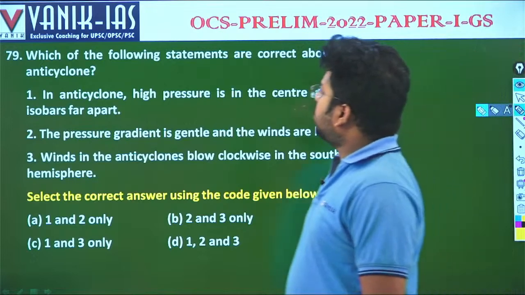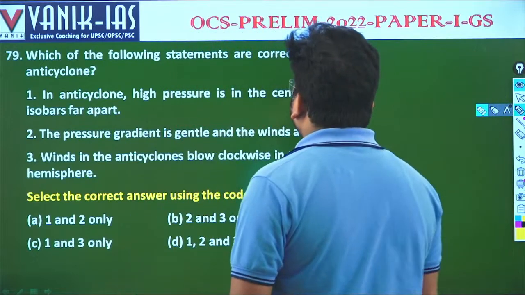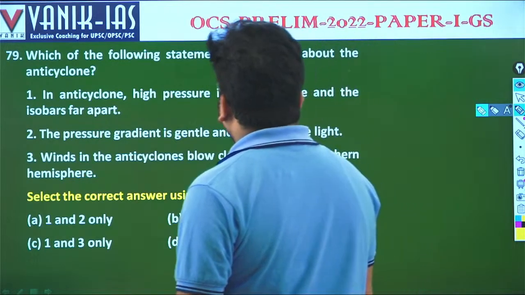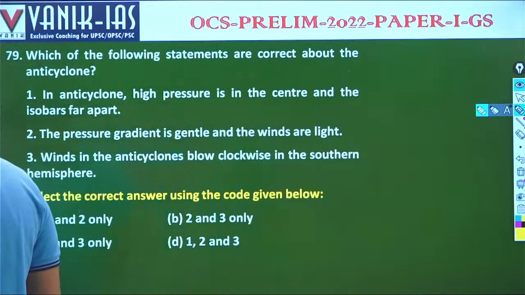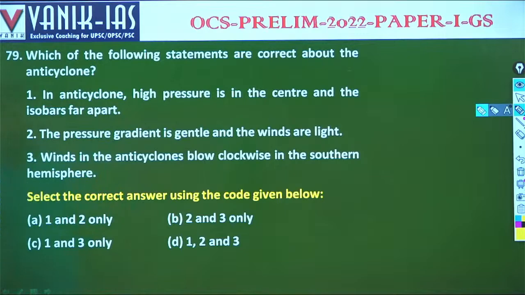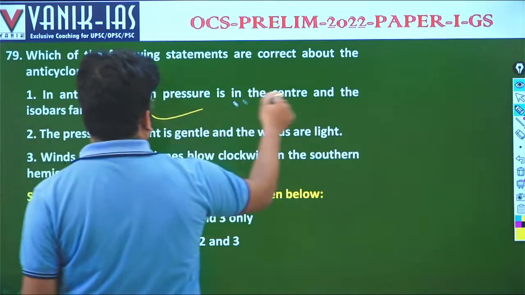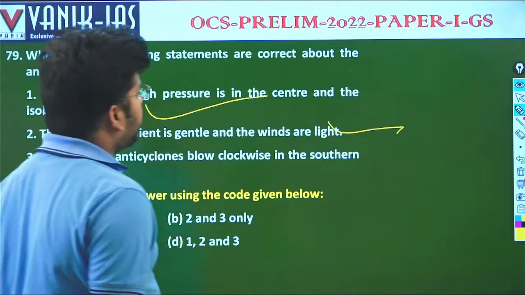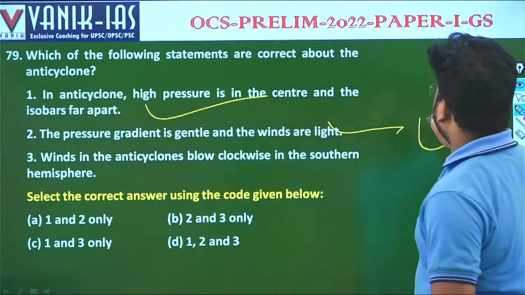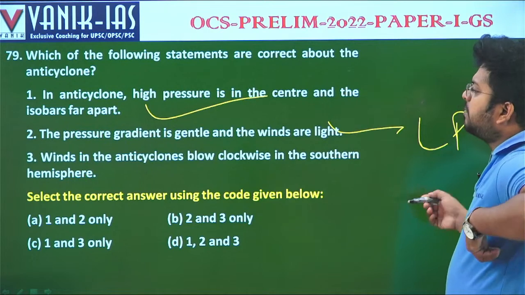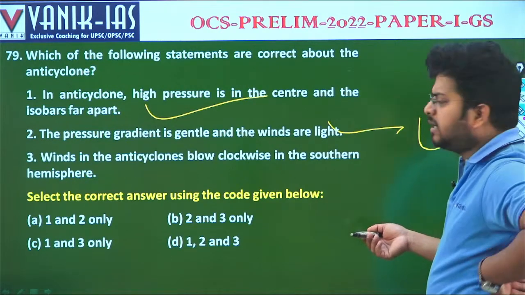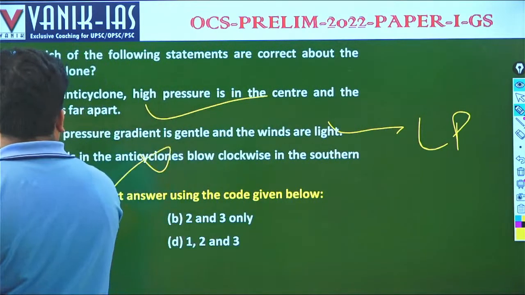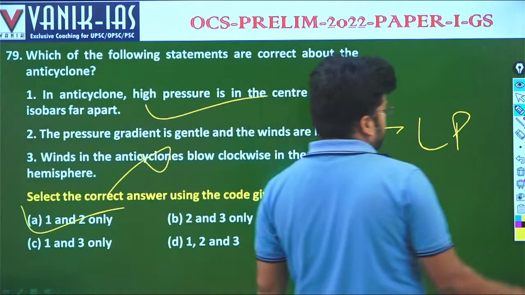Which of the following statements are correct about the anticyclone? In an anticyclone, high pressure is at the center and the isobars are far apart. The pressure gradient is gentle and winds are light. Yes. Anticyclone means high pressure, because in case of low pressure there will be cyclone. Winds in an anticyclone are clockwise in the northern hemisphere; in the southern it is anti-clockwise. So 3 is wrong. So 1 and 2 only is the answer regarding anticyclone.